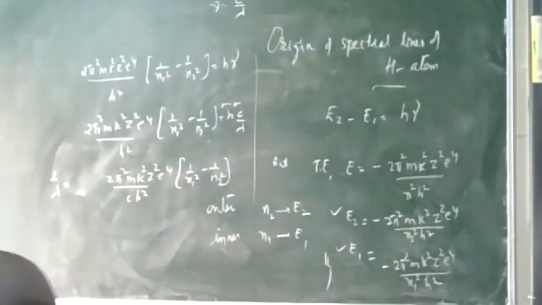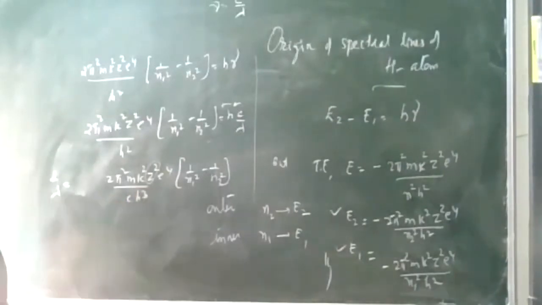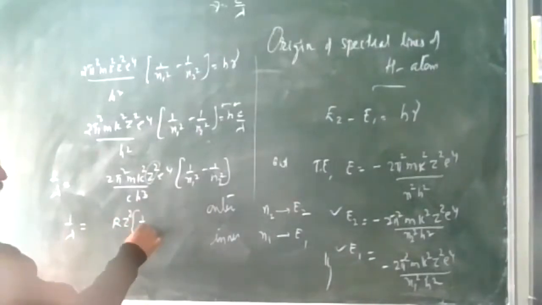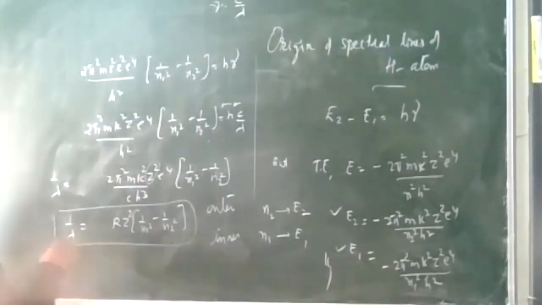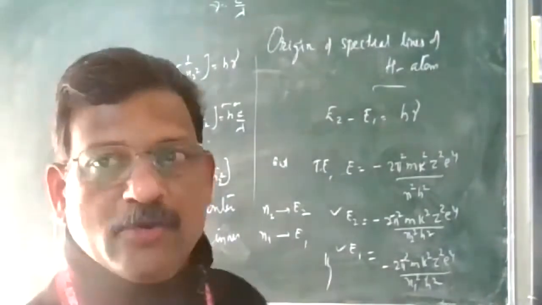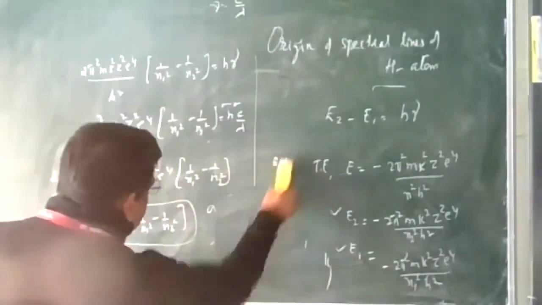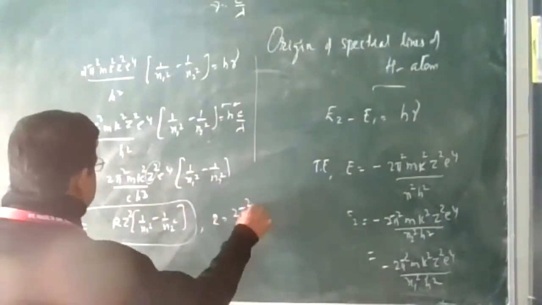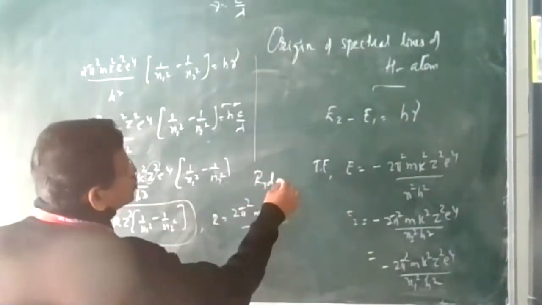So this is according to the third postulate. We substitute the values of energy here. The variable here is z²; except z², all other things are constant, and that constant we write as the Rydberg constant. This is R z² into 1 upon n1² minus 1 upon n2². This is the Rydberg equation for the explanation of spectral lines, where R equals 2π² m k² e⁴ divided by c h³, and it is called the Rydberg constant.